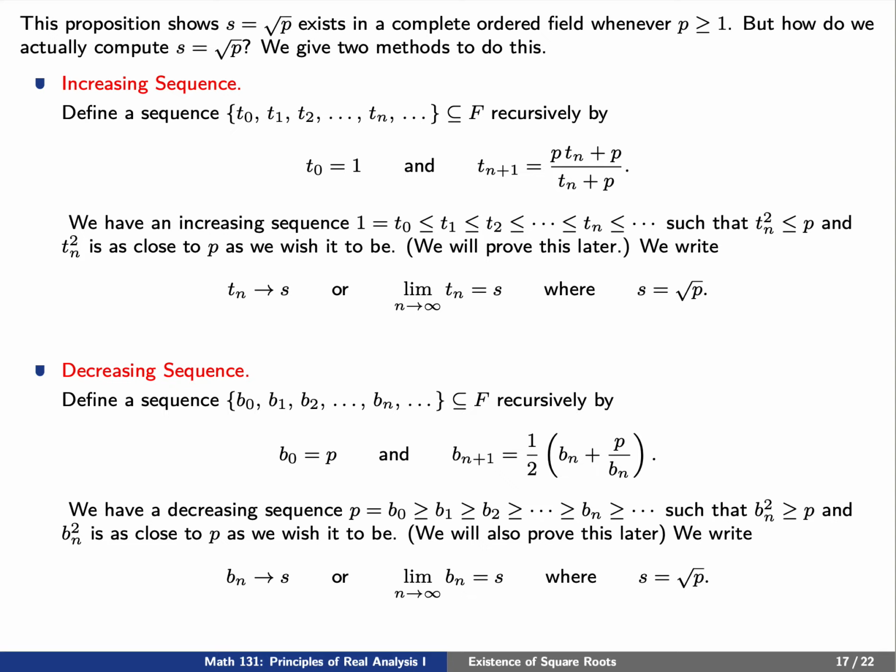We'll say that b sub n approaches s, or we'll say that the limit as n increases without bound of b sub n equals s, where of course s is the square root of p. We'll introduce a lot more of this notation later, but for now we're just discussing some ideas.